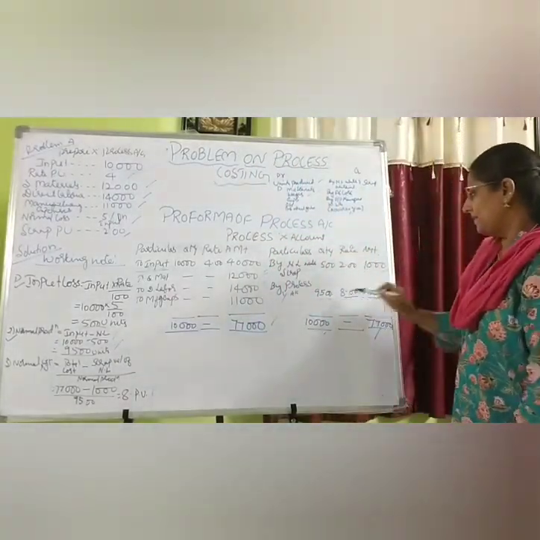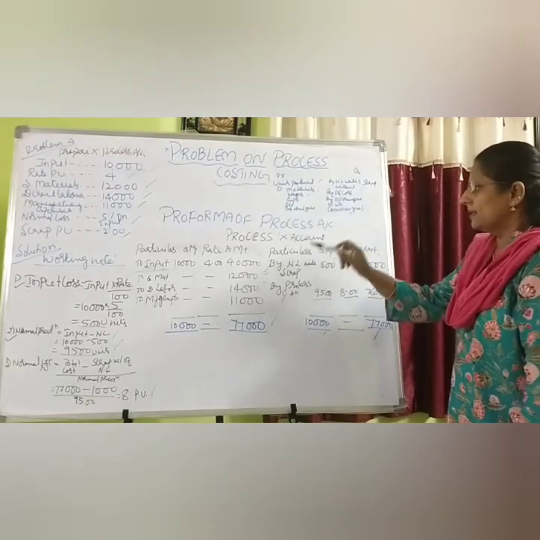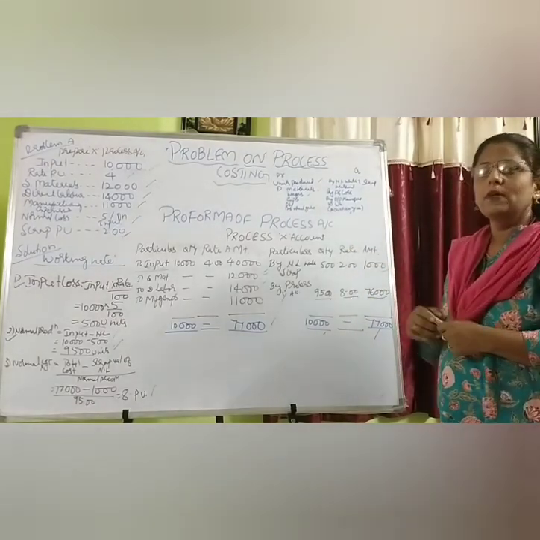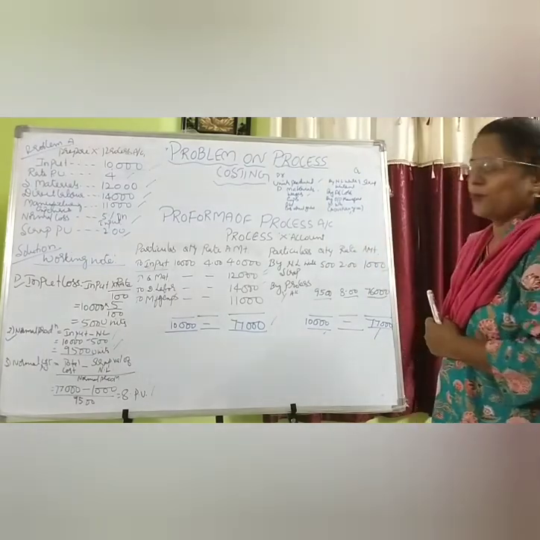Now if we take this here and total it, the account will be done, we can get the answer. In this way we have to solve the problem under the process account.